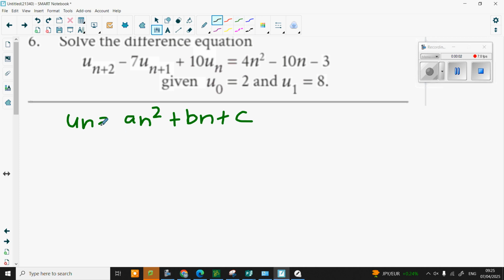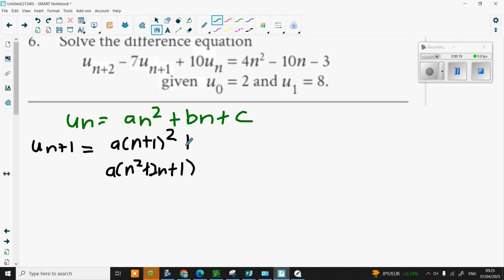Now, we have un is the general answer, and now we're going to solve un plus 1. Un plus 1 in black, so it's going to be a times n plus 1 squared, which we all know is n squared plus 2n plus 1. It's going to be b times n plus 1, which is going to be an squared plus 2an plus 1.